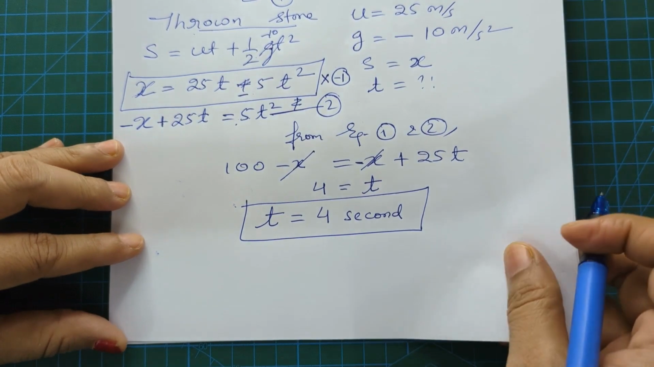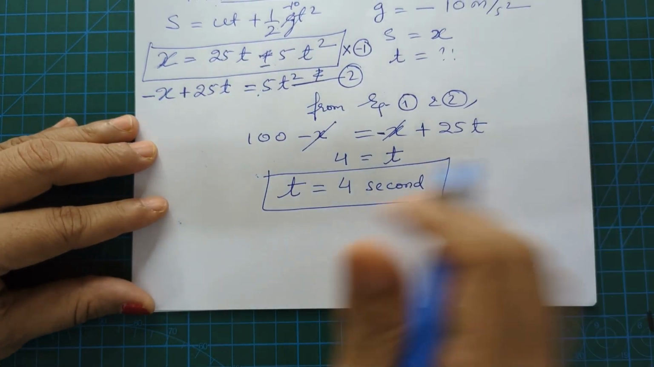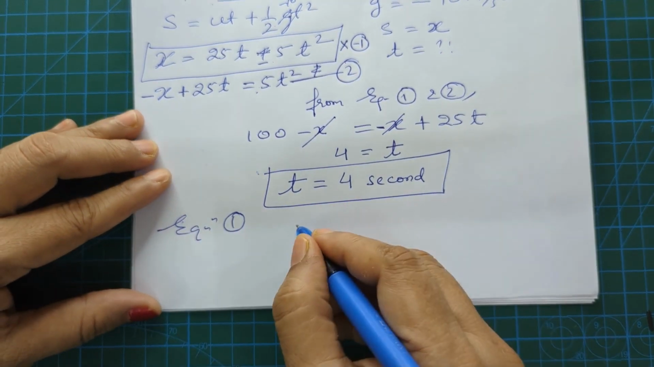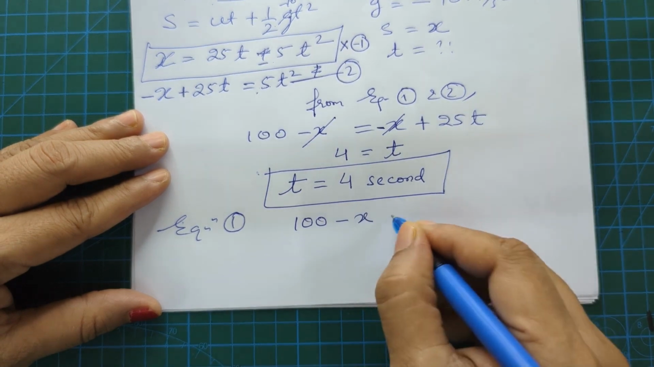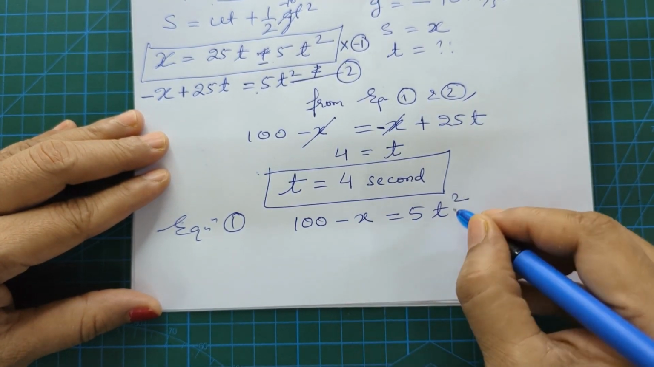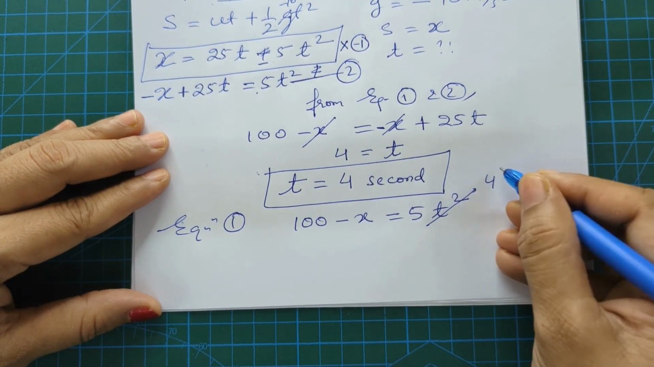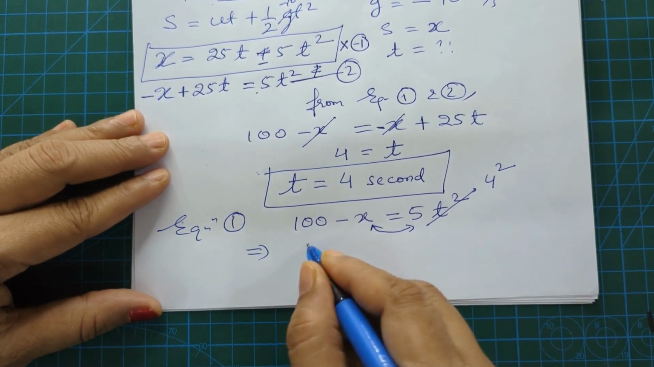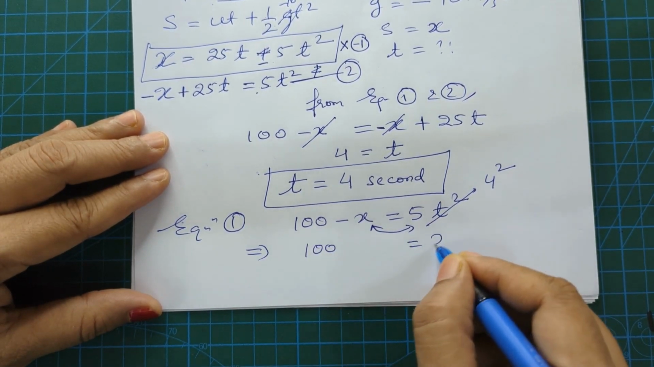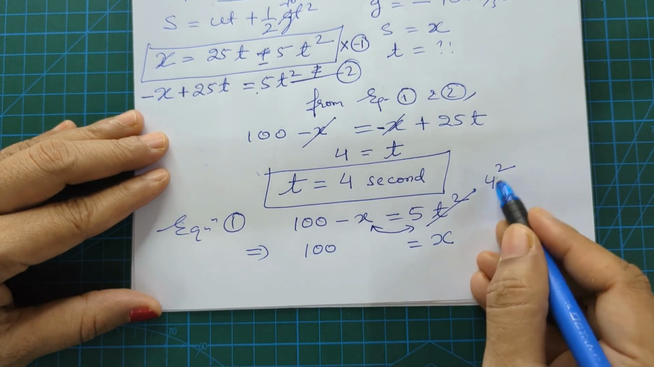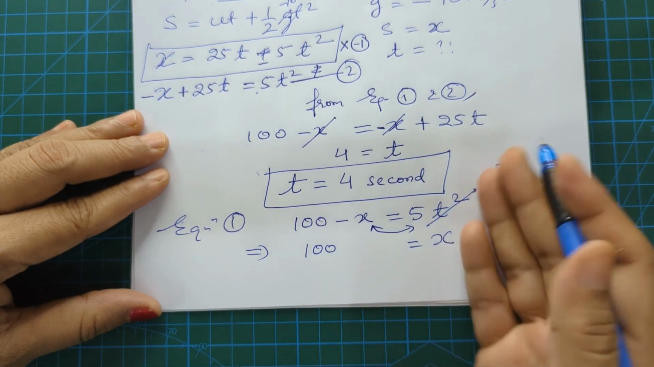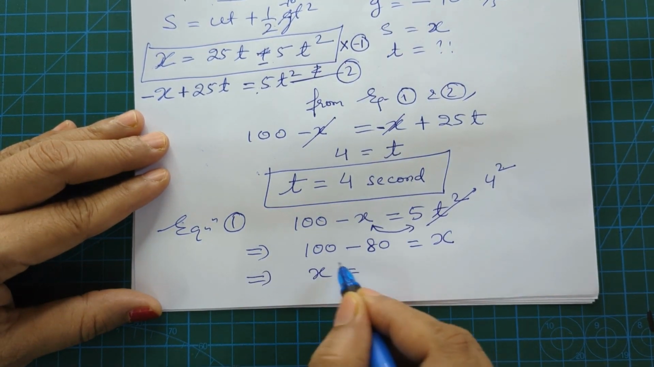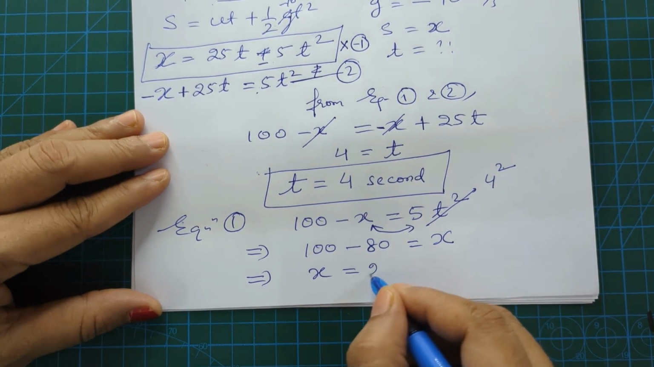Where do they meet? For that, we can go to equation 1 or equation 2. I'm going for equation 1, which is comparatively smaller than equation 2. Equation 1 is 100 minus x is 5t square. Now t is 4, so t square means 4 square. Transposing, x comes to the right side, becomes positive x. 4 square is 16, 16 times 5 is 80, so 80 comes to this side, becomes negative 80. So x is equal to 100 minus 80, which is 20.